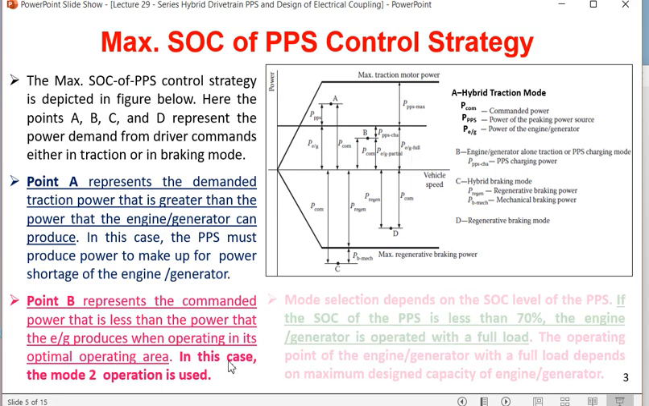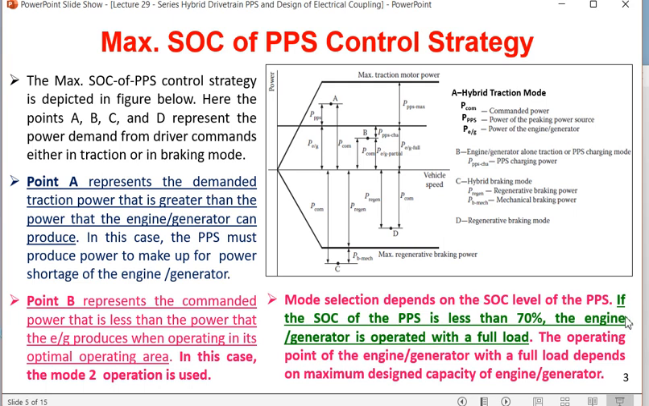So mode selection depends on the SOC level of the PPS. If the SOC of the PPS is 70% in case of B, the engine generator is operated with a full load. The operating point of the engine generator with full load depends on the maximum design capacity of the engine generator. So if the PPS is at 70%, the engine generator will produce 100% power, 70% or 80% of the power will go for traction, and the remaining 30% or 20% of the power will go to take the PPS from 70% to 100%. You never know when this PPS will come in handy.